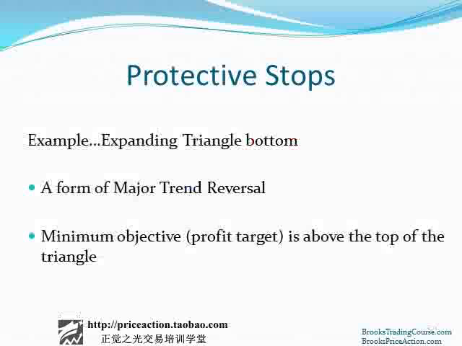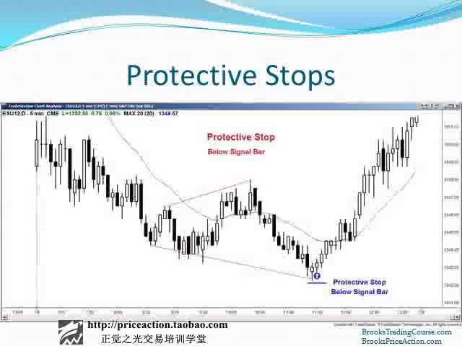Okay, an example of protective stops using an expanding triangle. Again, it's a form of a major trend reversal. So this is an expanding triangle bottom that I'll be talking about. And the minimum objective with an expanding triangle is always the opposite side of the triangle. So if you have an expanding triangle bottom, the minimum objective is a test of the top of the triangle.